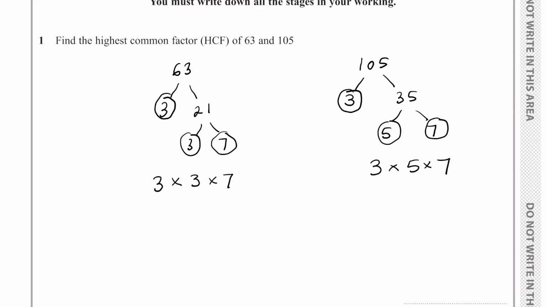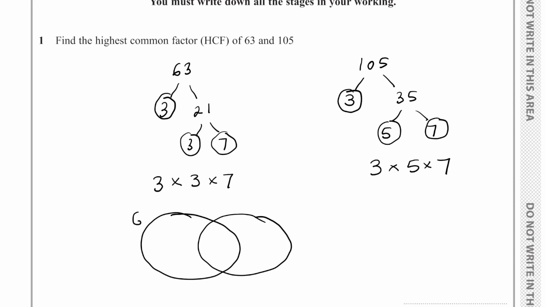Now we need to work out what they've got in common. Let's do a quick Venn diagram. So 63 and 105 in common, we've got a 3 and a 7. 63's got a number 3, 105's got a 5. So what they've got in common, the 3 and the 7. So it's 3 times 7 is the highest common factor, 21.